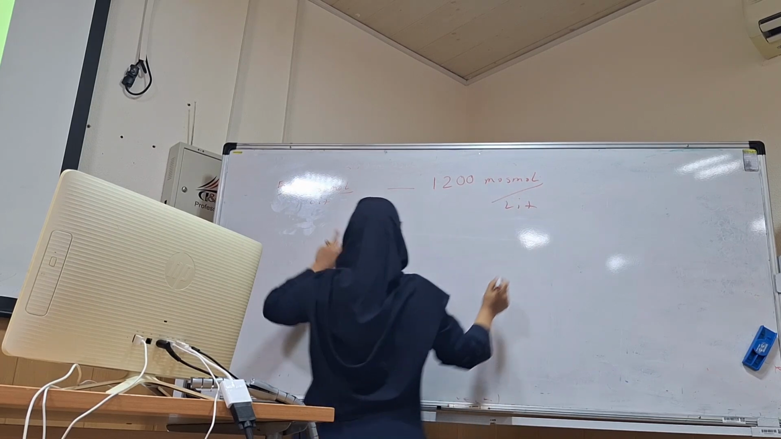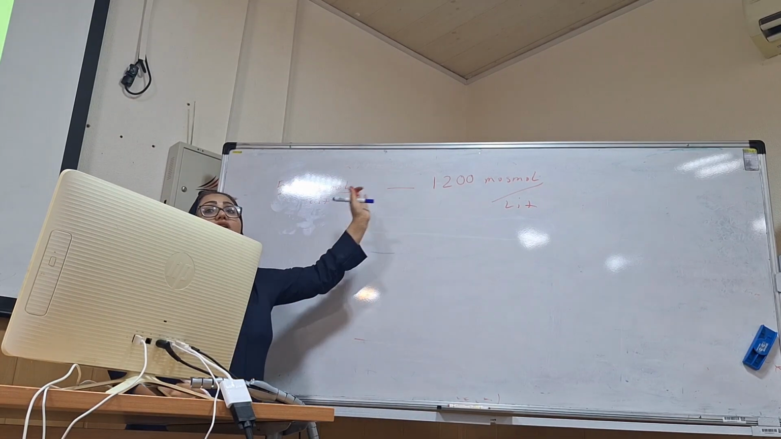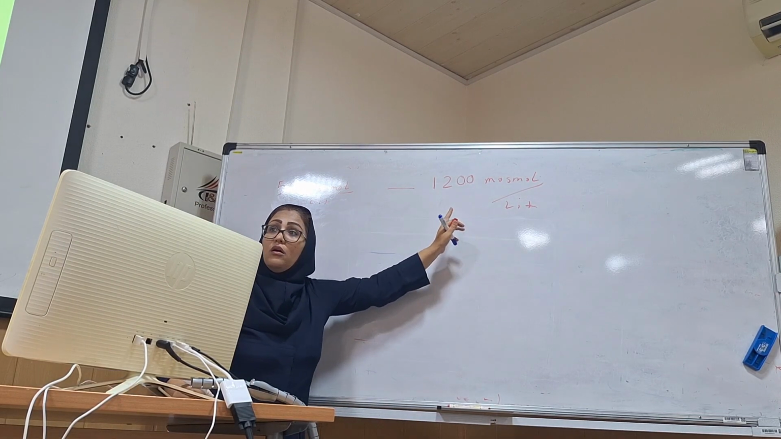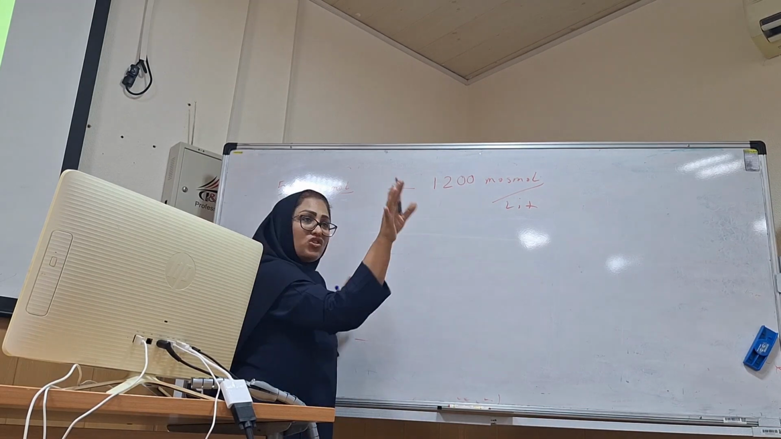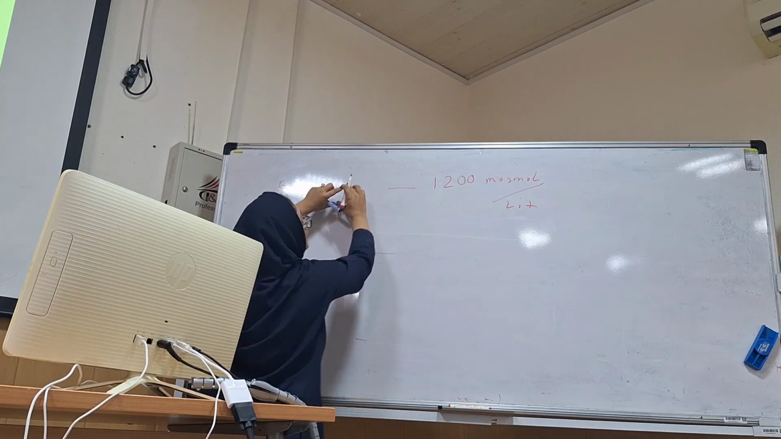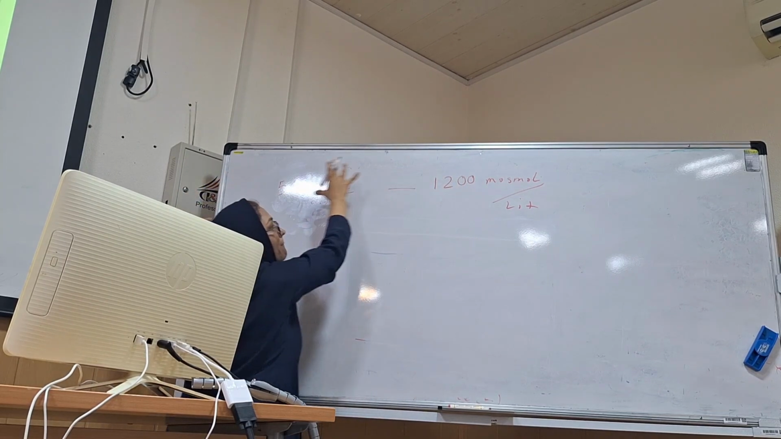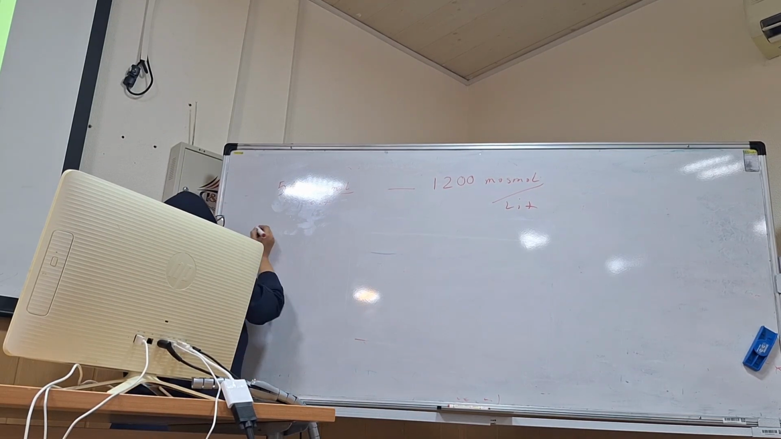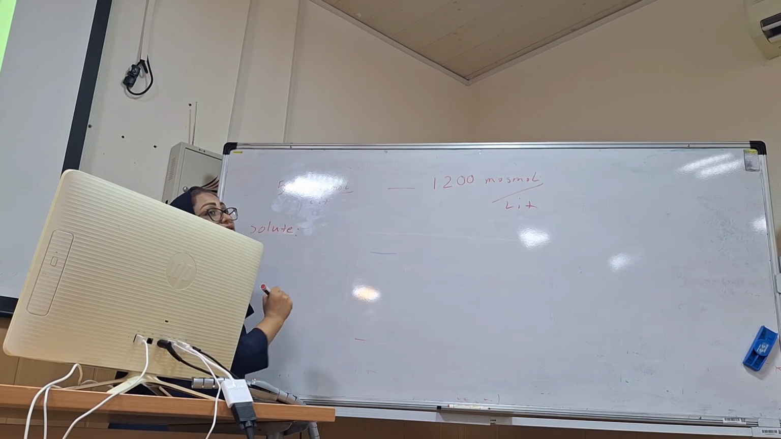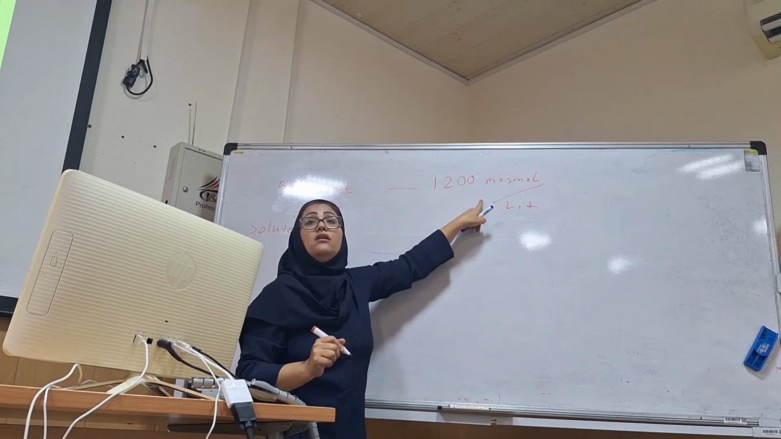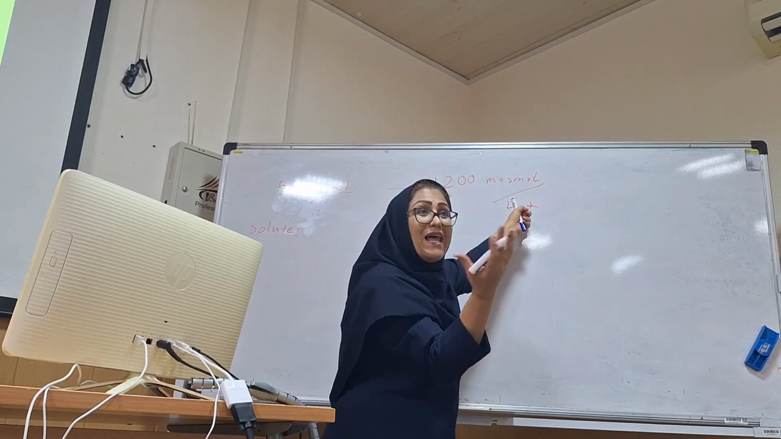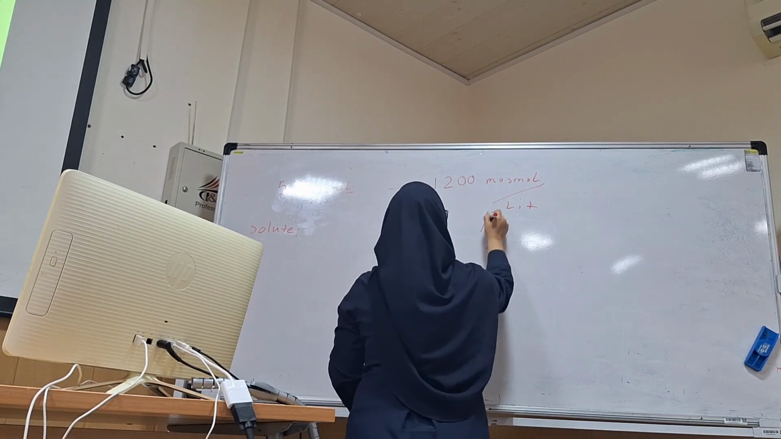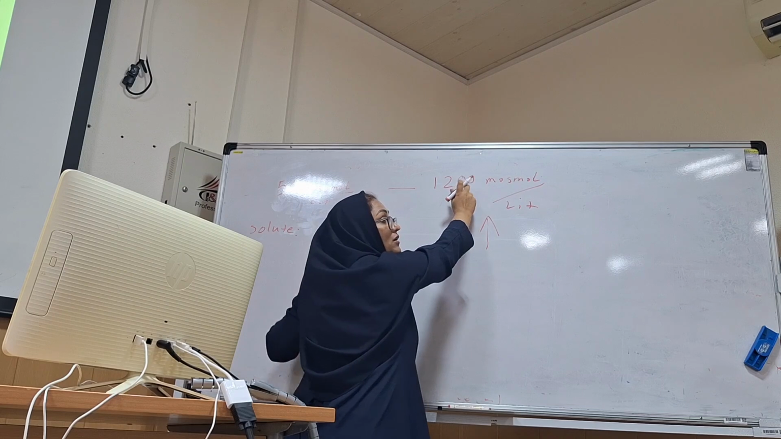milliosmol per liter. In which one is the concentration of solute greater? In this one or in this one? The osmolarity of urine is in this range, minimal to maximum. Tell me please, in which one is the concentration of solute greater? In the 50 or in the 1,200? In this one, because I told you osmolarity means the existence of osmotic particles. In this one, solute concentration is greater.